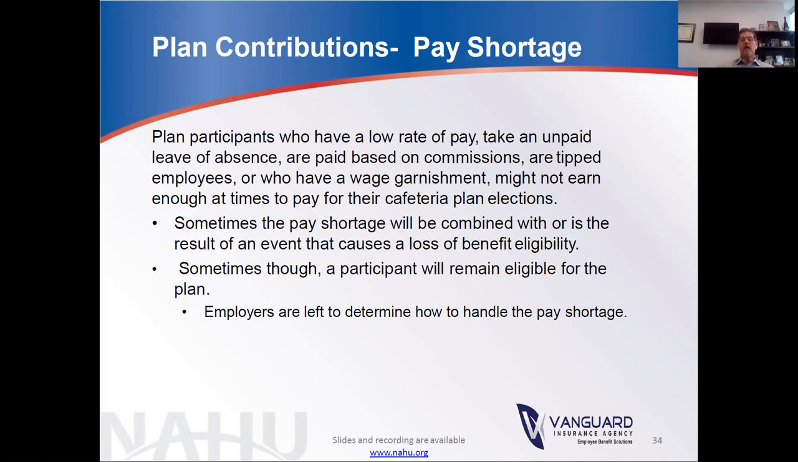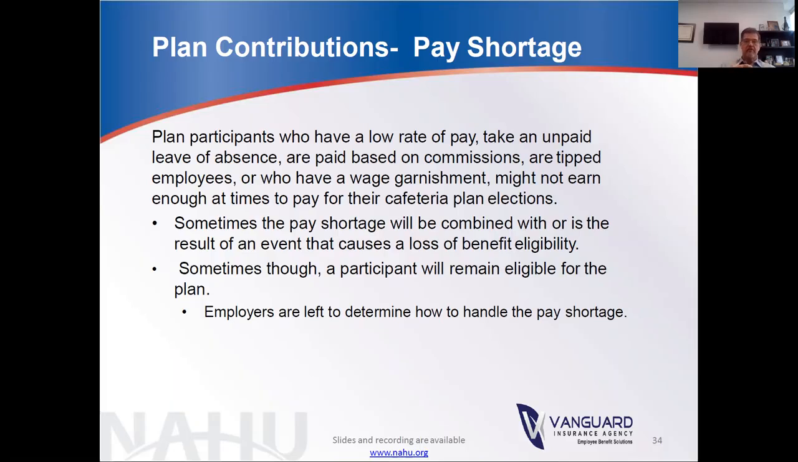Other things that come up, and this came up a lot during the furlough situations during COVID-19, are pay shortages. Sometimes employees have to take a low rate of pay, they take an unpaid leave of absence, or they're based on commissions and they're earning lower commissions or tips. There are wage garnishments. There could be situations where the employee doesn't have enough income to deduct these, and what does an employer do and what are they allowed to do.